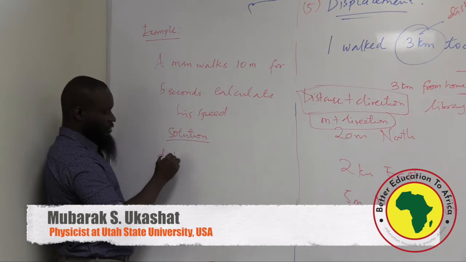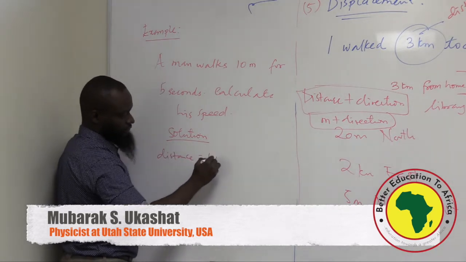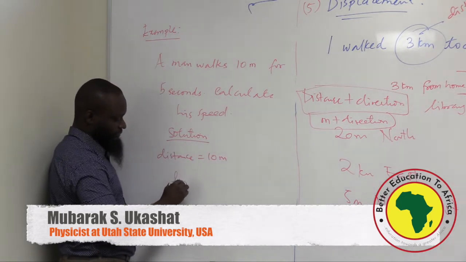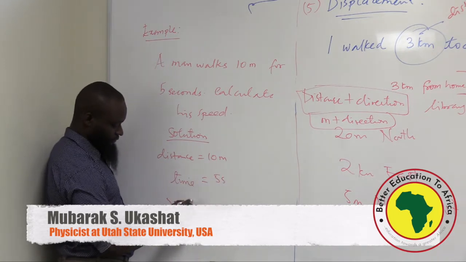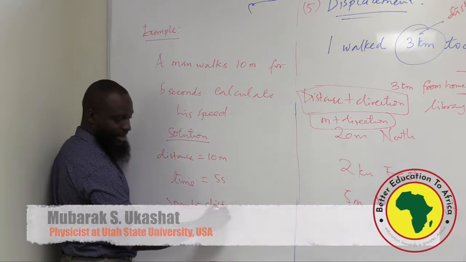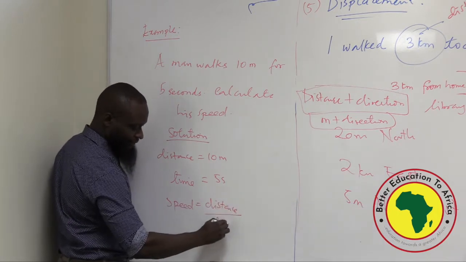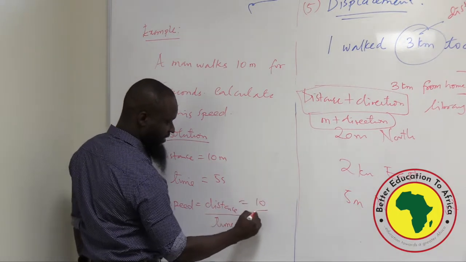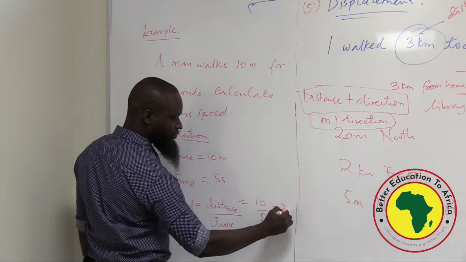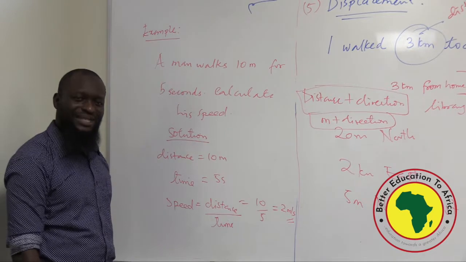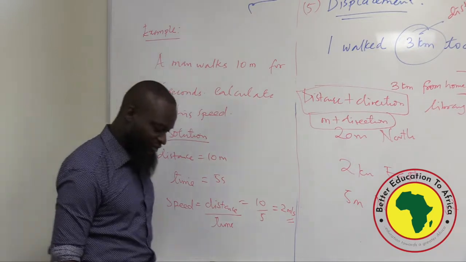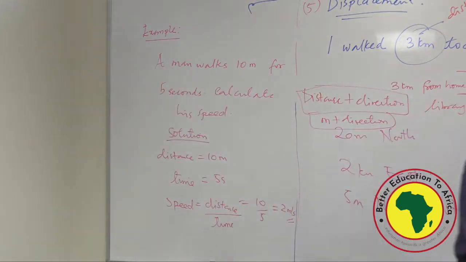What is the distance he walked? 10 meters. What is the time taken? 5 seconds. So what is his speed? Distance divided by what? Time. 10 divided by 5, 2 meters per second. So that's the rate he was moving. Every second he moved 2 meters. Is that okay? How's his speed?